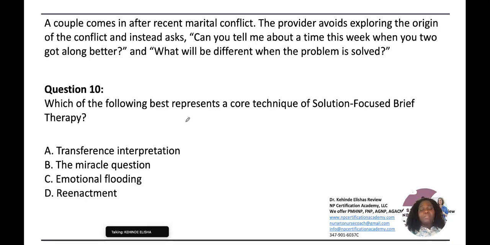Now, think of it as the content that we went over in class. It's about a green check. So if you were to, no, maybe not green check. If you were to look at your student loan today and it's no longer there, how would you know a miracle took place? That is a miracle question. That's the same question that they are avoiding here. The provider avoids exploring the origin of conflict and instead asks, can you tell me about a time this week when you two got along better? Solution, miracle question. B, final answer.